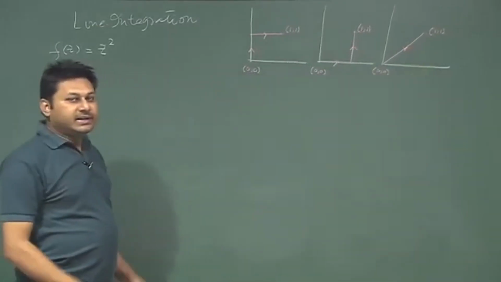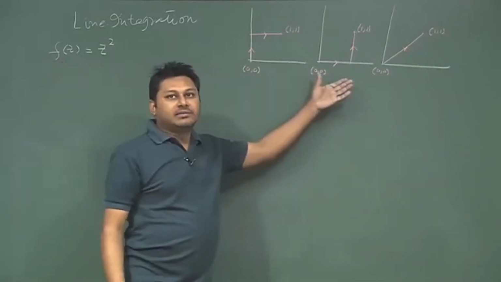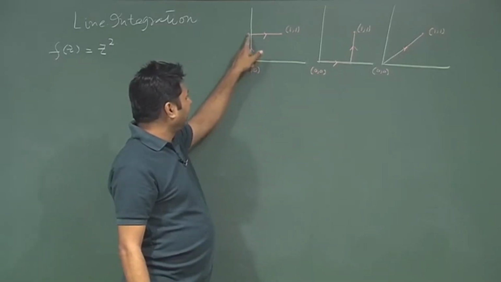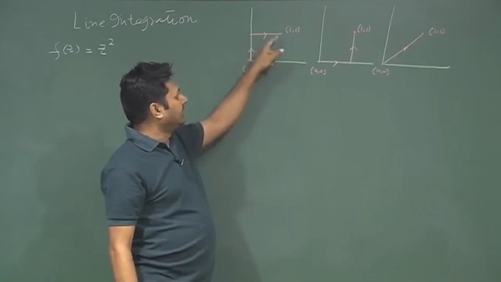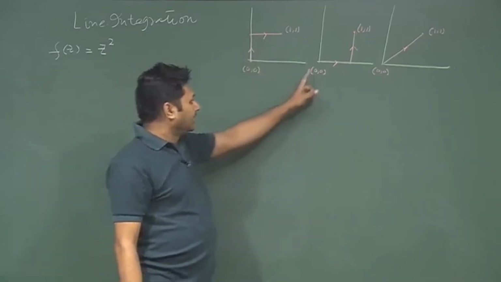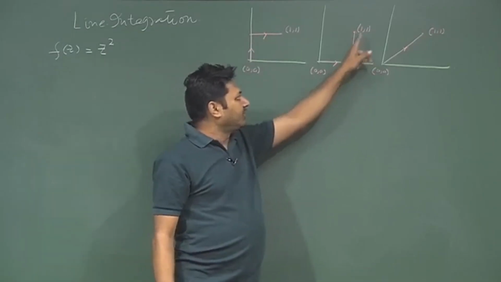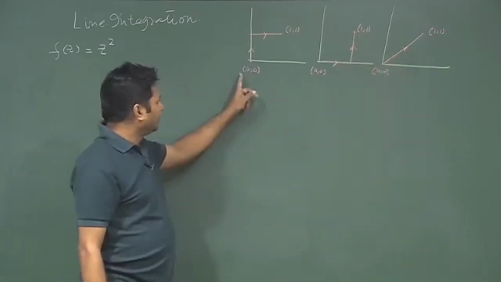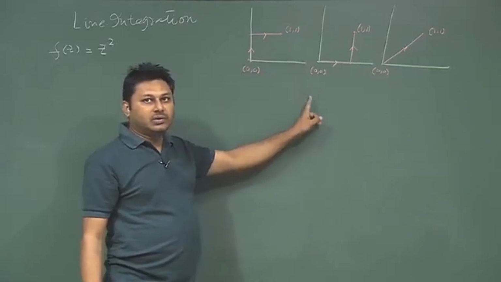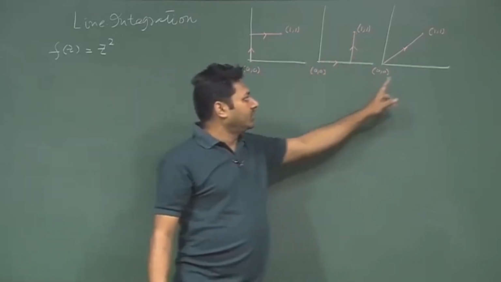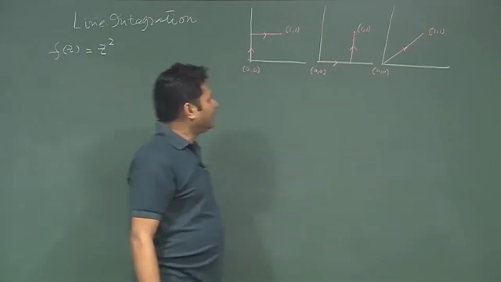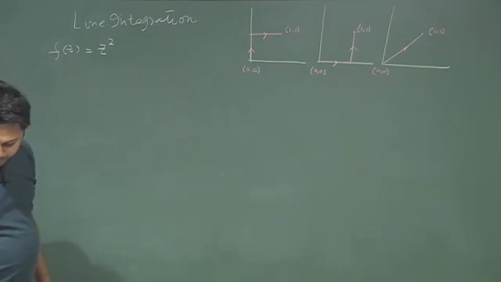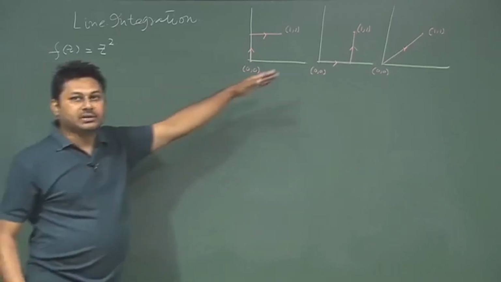So, there are three different paths given to you. I am going from this point to this point and this point to this point. This is one path. This point to this point and this point to this point is another path, and directly from this to this. So, I need to go 0, 0 to 1, 1 in all three cases. In all the cases I am going from the same point to the same point, but the approach is different.